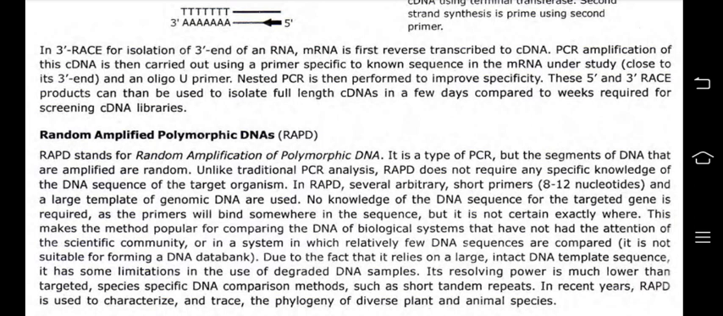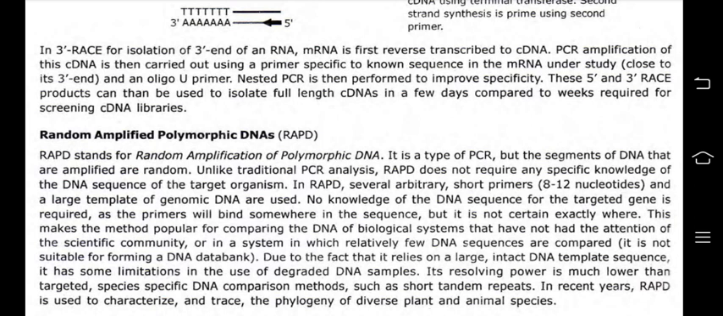Random amplified polymorphic DNAs. RAPD stands for random amplification of polymorphic DNA. It is a type of PCR, but the segments of DNA that are amplified are random. Unlike traditional PCR analysis, RAPD does not require any specific knowledge of the DNA sequence of the target organism.